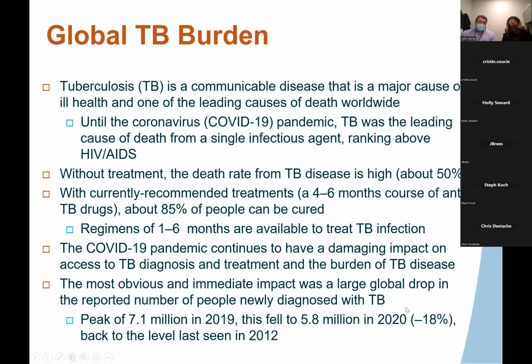Yeah, and in those HIV populations, like you said, tuberculosis is one of the major causes of death. Currently the recommendation is a 4 to 6 month course of anti-TB drugs. 85% of people can be cured, and that's really what we're looking for: to treat these people and hopefully eradicate it. Regimens of 1 to 6 months are available to treat tuberculosis. And the COVID pandemic continues to have a damaging impact on access to TB diagnosis and treatment.